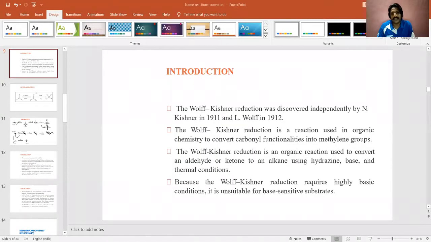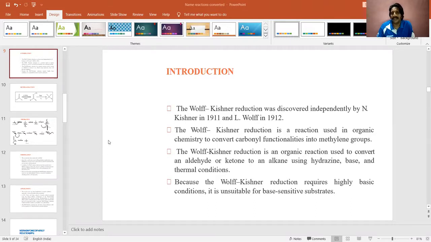I am making this as a PowerPoint presentation, so I feel like it will be more presentable. Let me start sharing my PowerPoint presentation. Yeah, here we go with the Wolff-Kishner reduction. Let me start with the introduction part. So who discovered Wolff-Kishner reduction?